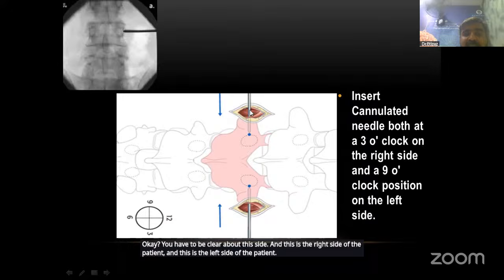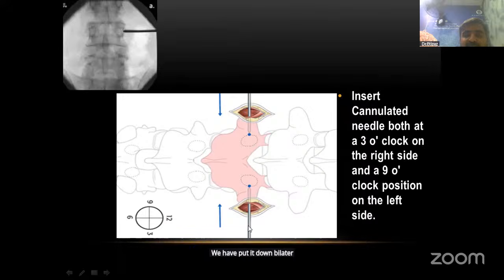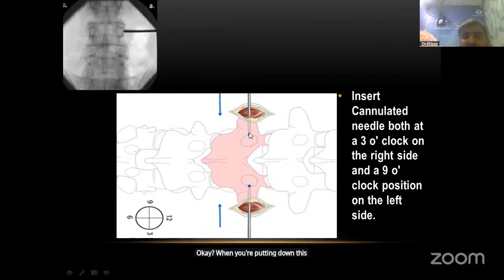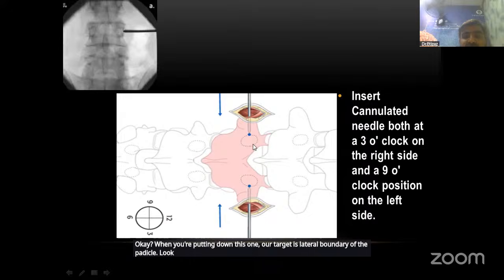We have dissected subcutaneously all the way to the bony structure bilaterally at their own levels. We have put the Jamshidi needles or cannulated needles down bilaterally. You know very well that a cannulated needle has a hole inside. It should be hollow because we have to pass a wire through that needle, called the K-wire. When you are putting this down, our target is the lateral boundary of the pedicle. Look here, this is the pedicle and this is the lateral boundary of the pedicle.